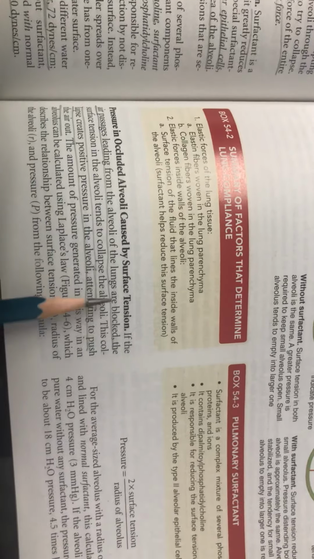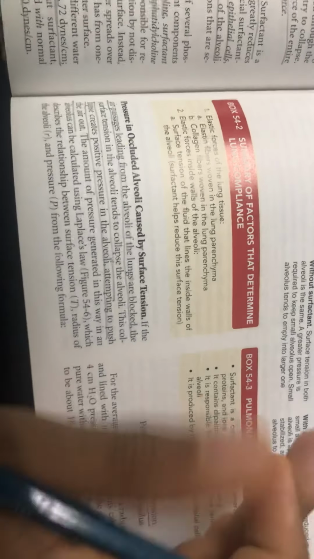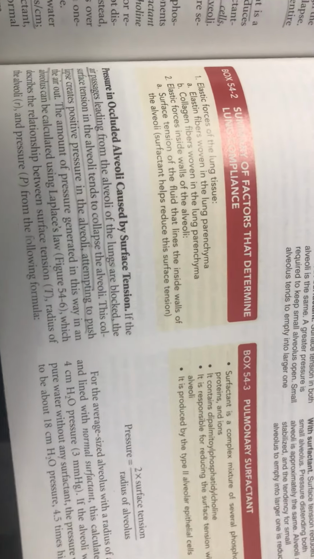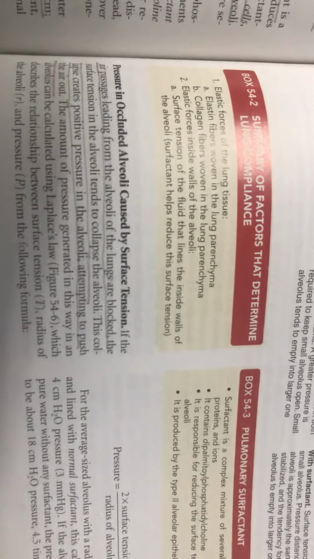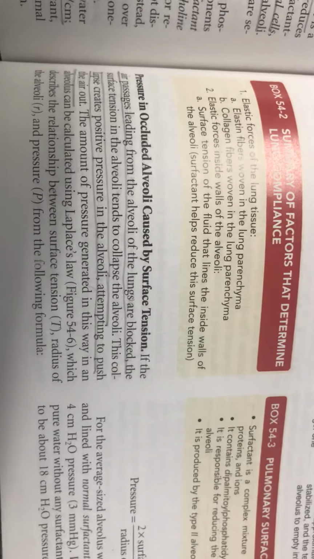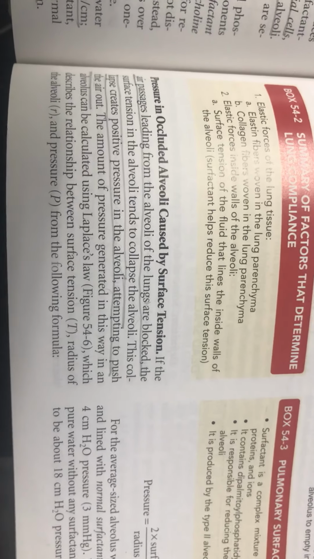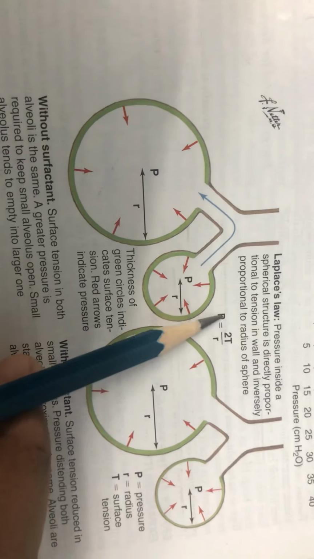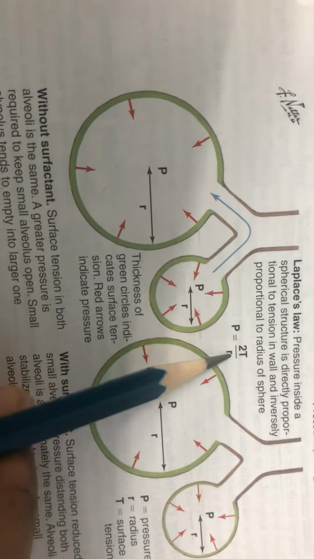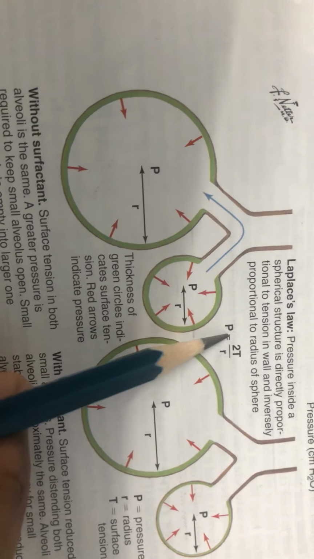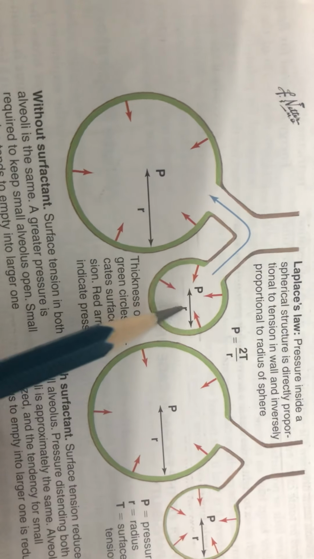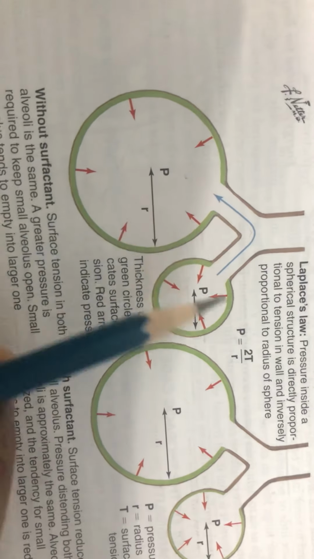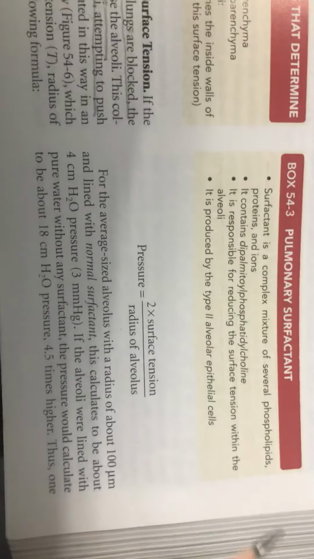And then, pressure in the occluded alveoli caused by surface tension. If the air passages leading from the alveoli are blocked, surface tension in the alveoli tends to collapse the alveoli. This collapse creates a positive pressure in the alveoli attempting to push the air out. We know from Laplace law that P is equal to 2T by R. So when the radius is already less, that means your pressure is increasing. When the pressure increases, air flows from high pressure to low pressure, so the collapsed alveoli wants to collapse more.